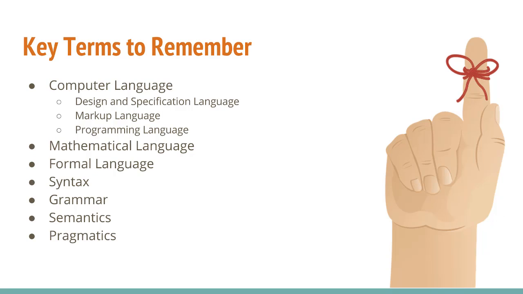So here are some key terms to remember as you go forward. Number one is the term computer language. Remember what it means to be a design and specification language, what it means to be a markup language, and what it means to be a programming language. Also know the terms mathematical language, formal language, syntax, grammar, semantics, and pragmatics. You may, hint hint, see these again, so be sure and review the notes that are provided to you.